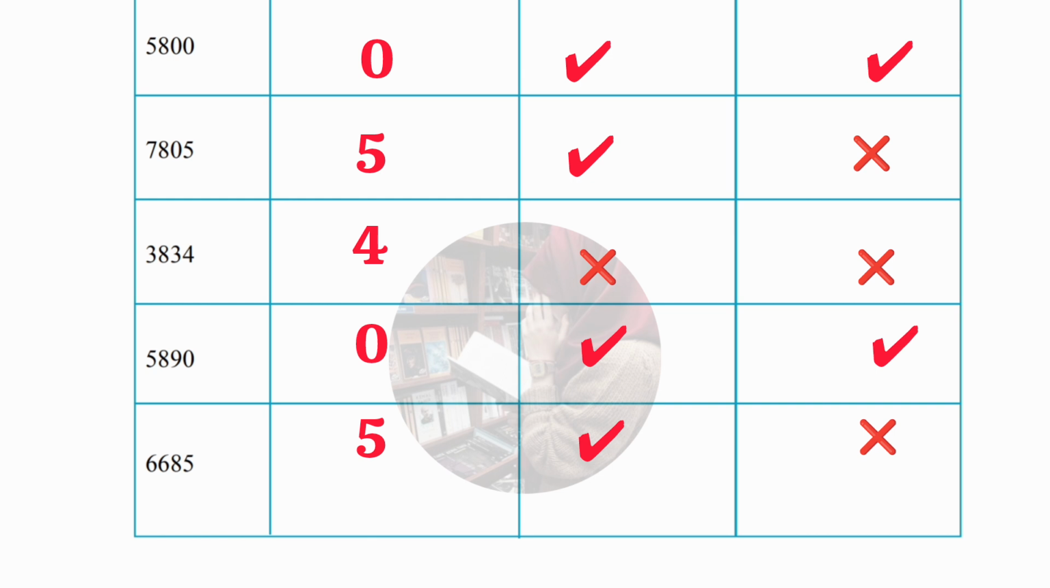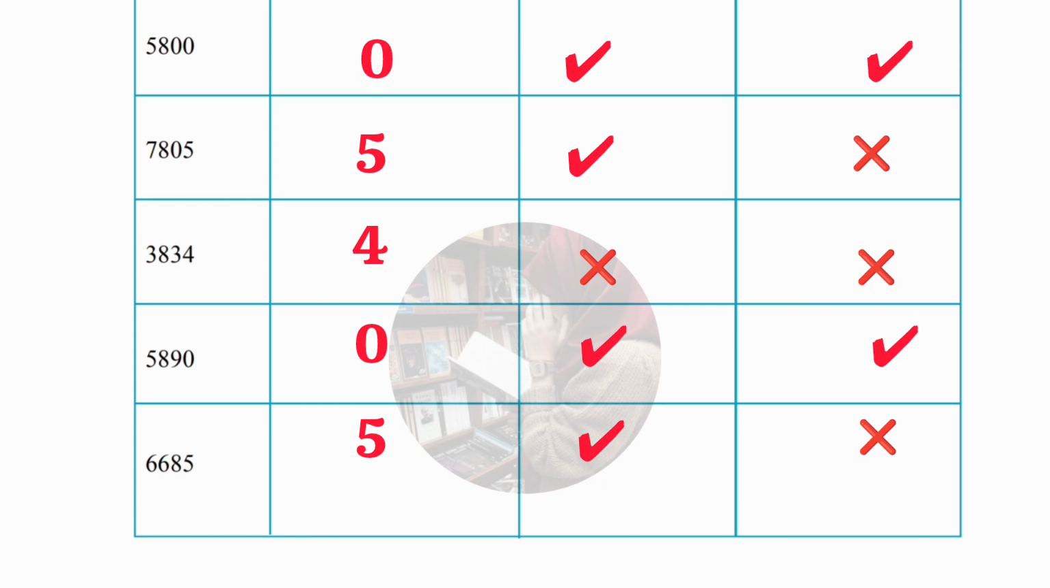Next number is 6685. So in the ones place we have 5. As we have 5 as the last digit, it is definitely divisible by 5, but it is not divisible by 10. That's why put a cross mark in the last column.